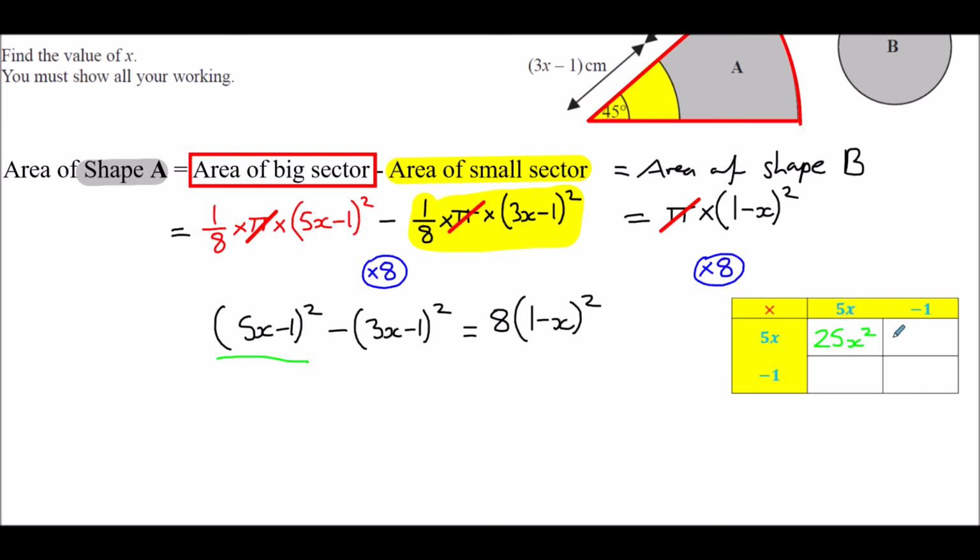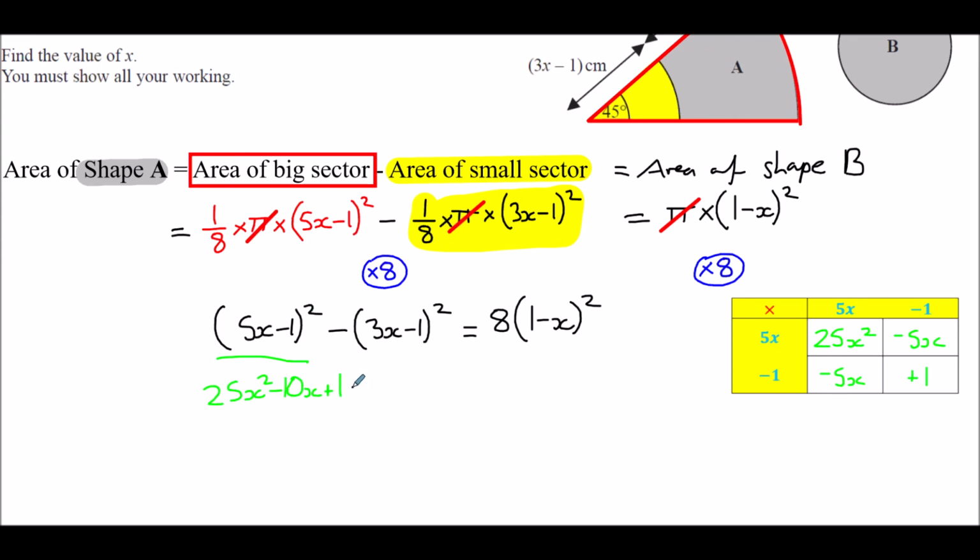We can do the boxes in any order using this method. So then we do 5x times minus 1, say. That gives us minus 5x. Over here, 5x times another minus 1 is another minus 5x. And finally, minus 1 times minus 1 gives us plus 1. So overall, this one here is 25x squared. Minus 5x minus another 5x is minus 10x in total. And then plus 1.